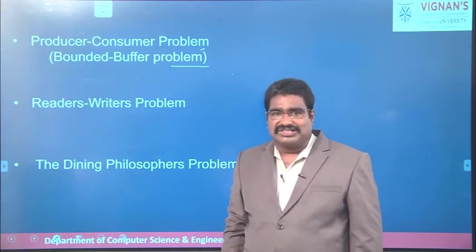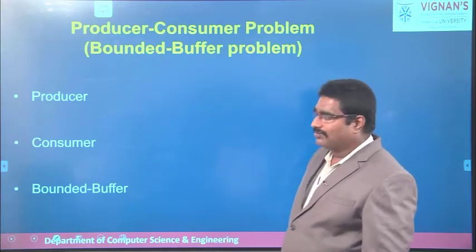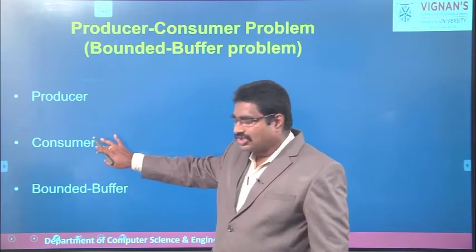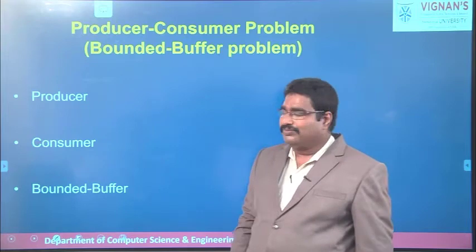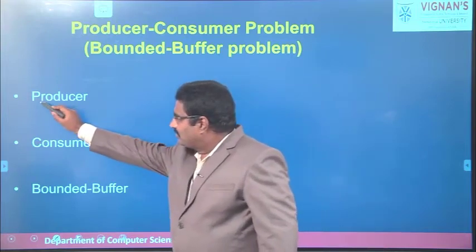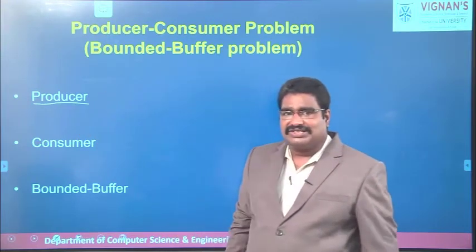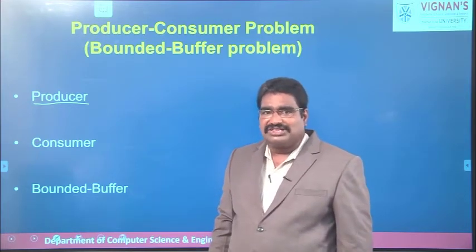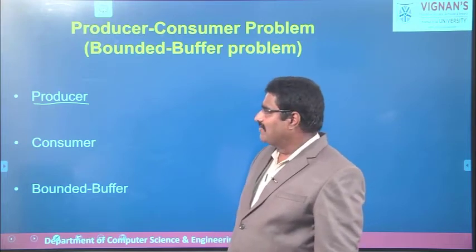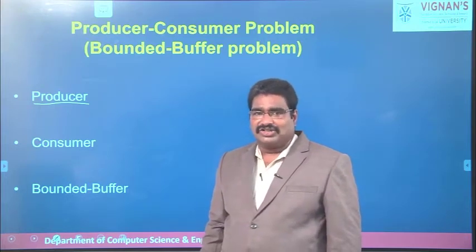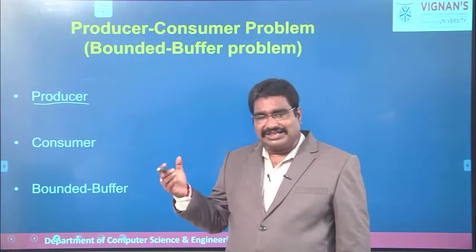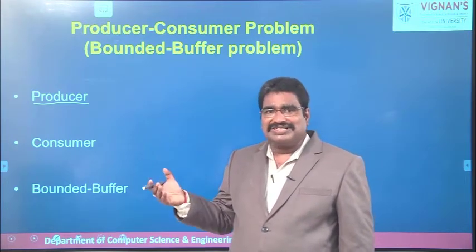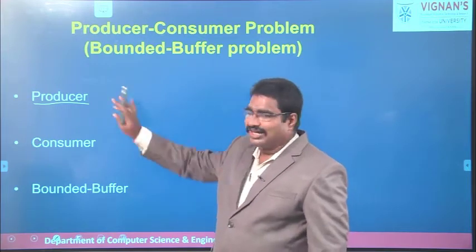So first we discuss the producer-consumer problem. In the producer-consumer problem, first we discuss the producer, the consumer, and what the bounded buffer problem is. The name producer itself indicates that any process which produces items is called a producer. For example, we assume that a process simply generates data and that data is given to another process. Automatically, the process which generates the data is called a producer.